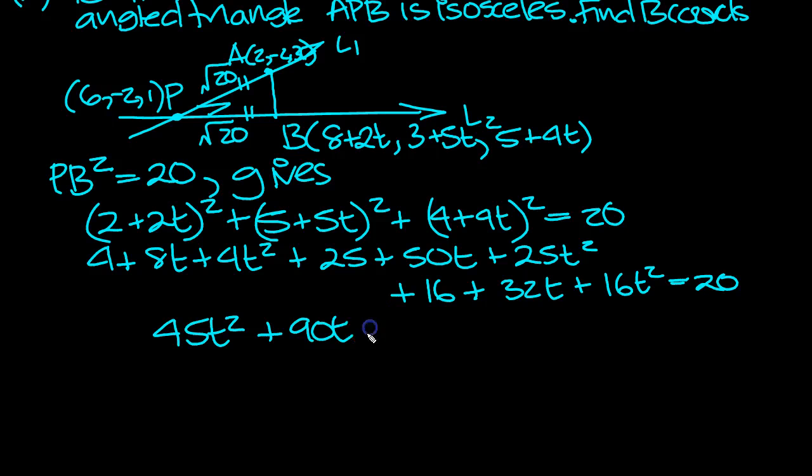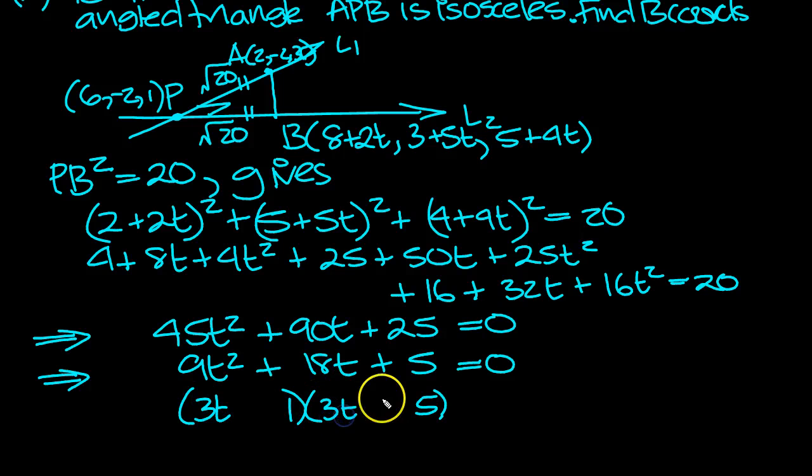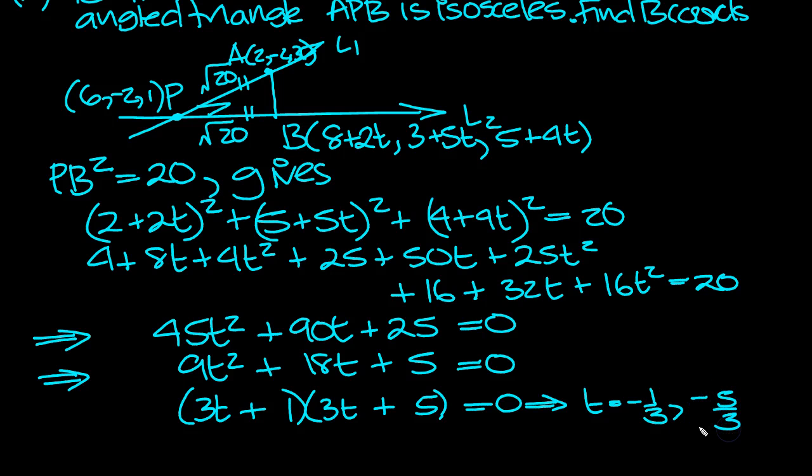45 minus 20 is 25. That's nice because it divides by 5. So we can divide by 5 all the way through. 9t squared plus 18t, tap it in the calculator if you need to, and 5 there. So we've got a 5 and a 1. We know that. And now we can see it's going to be 3 and 3, isn't it, with a plus all the way through. So that tells us then t is equal to minus 1/3, and t is equal to minus 5/3. So we can get our two possible values of B.